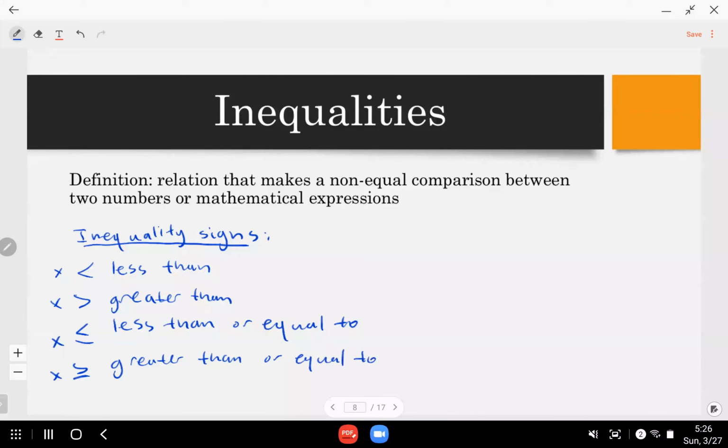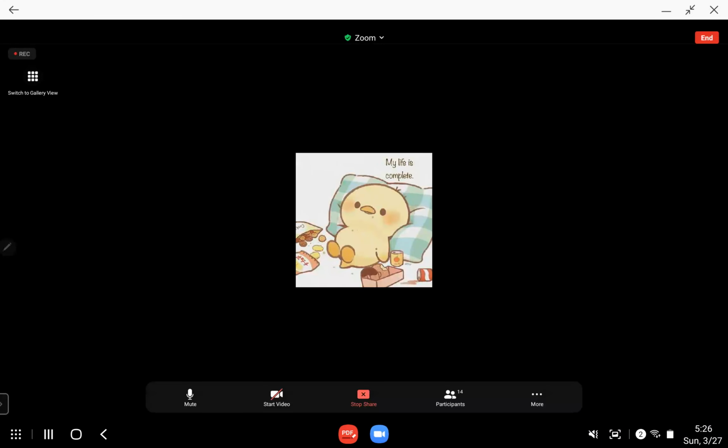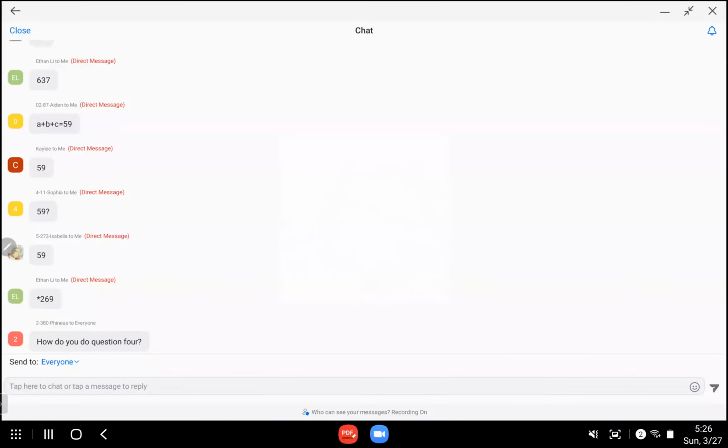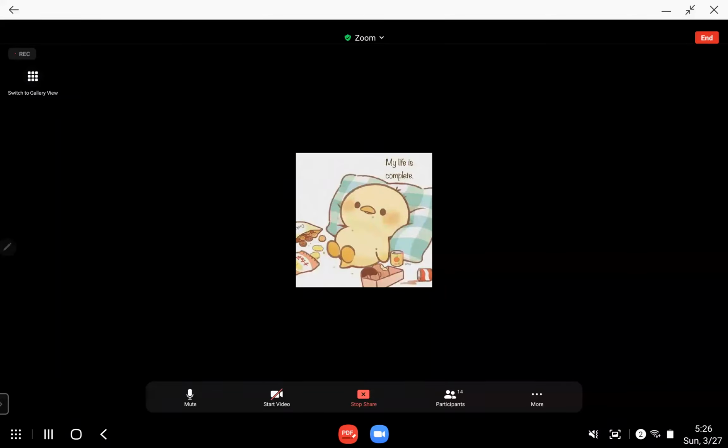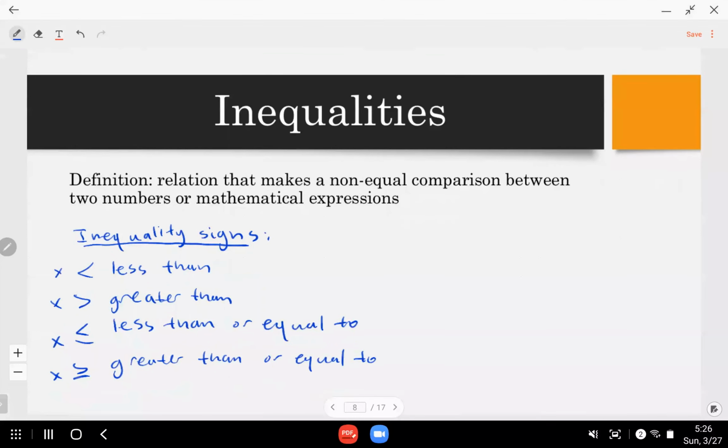All right, are there any questions on our inequality signs? Any questions on this? If there are no questions, then I'll continue on inequalities.